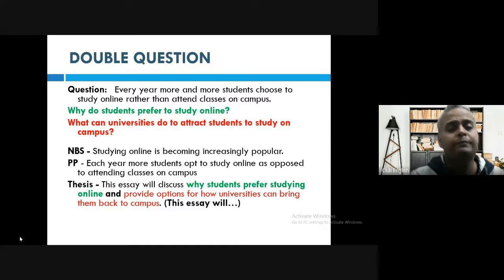Now, you can see how it has been written. Neutral background: studying online is becoming increasingly popular. Paraphrasing: each year more and more students opt to study online as opposed to attending classes on campus. Thesis: this is where it makes a difference. This essay will discuss why students prefer studying online. It is the answer to the first question. Green is matching with green. Please check why students prefer studying online, and red is matching with red: provide options for how universities can bring them back to campus. So this is how you write a thesis in a double question, involving the answers to both the questions.